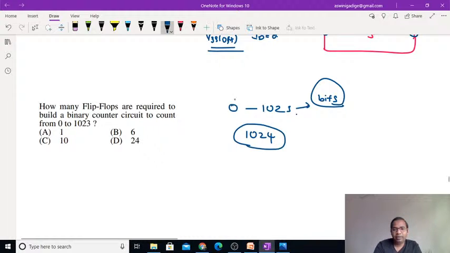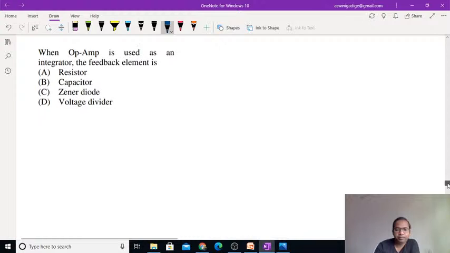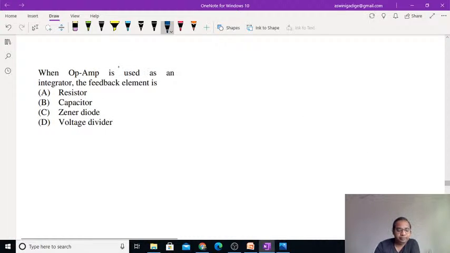Actually, we have to take the count including the 0. That means 0 is also one count. So total 1024 counts it has to do. So 1024 counts means it becomes equal to 2 power 10. Clear guys? It becomes equal to 2 power 10. Yes, Akshaya. So that means a total of 10 flip-flops will be required to count from 0 to 1023. So here the correct option is 10 flip-flops. Next.